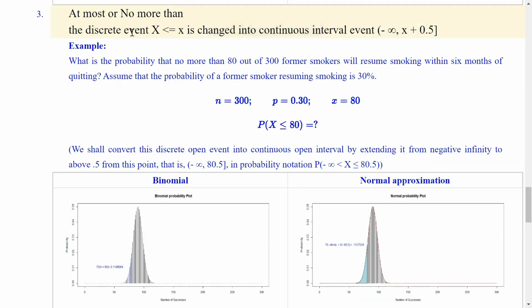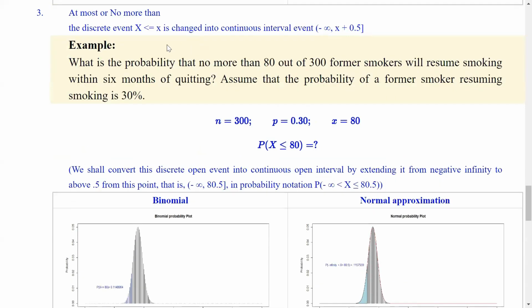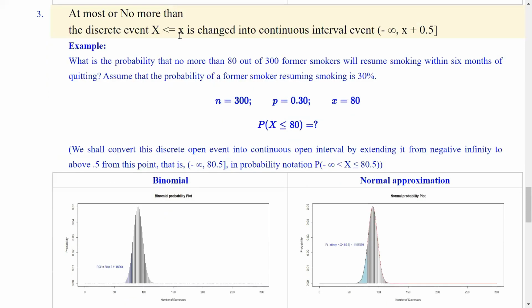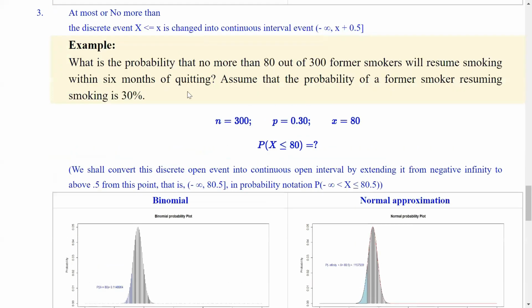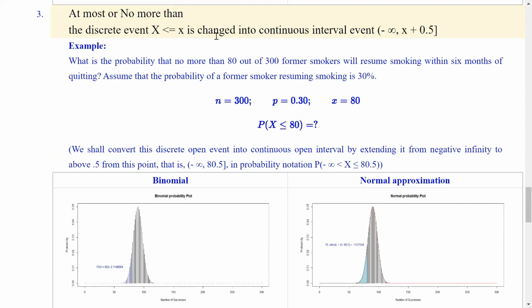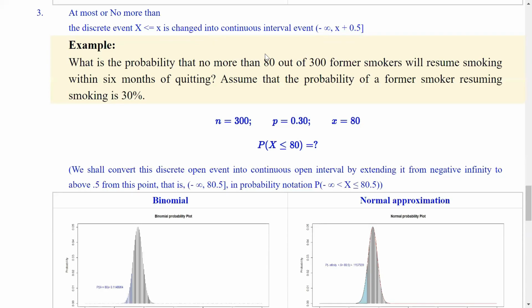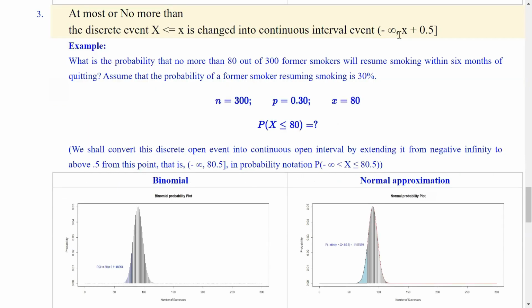Now we shall discuss the discrete probability for this lower tail event. That is, the random variable x taking values less than or equal to some specified value x. Here we are interested in approximating this probability by the area in an interval ranging from negative infinity to 0.5 more than the value x in the normal distribution.